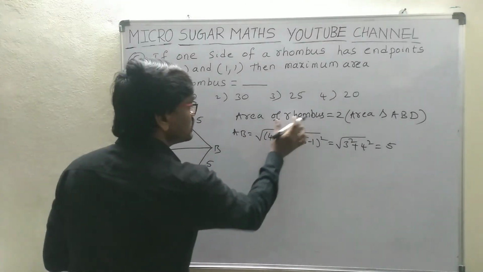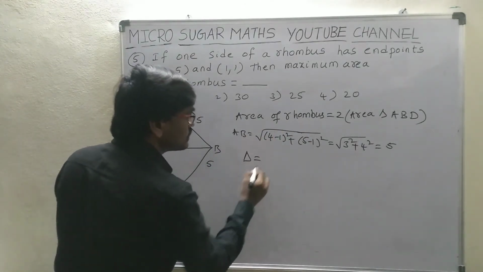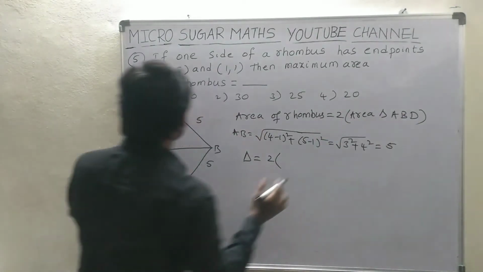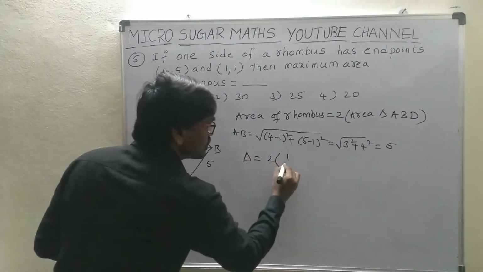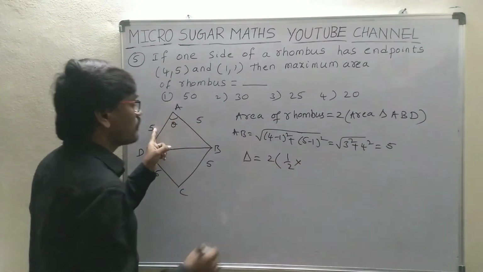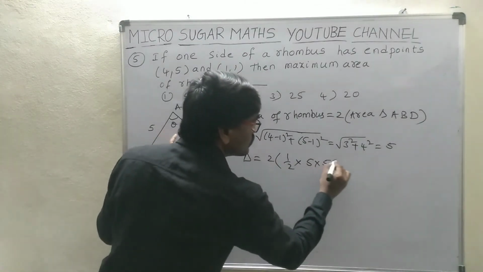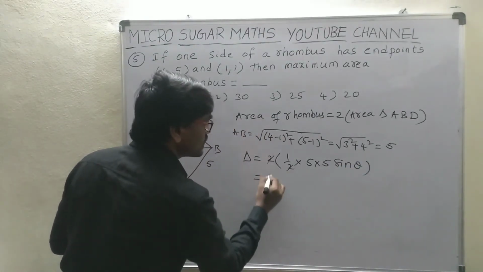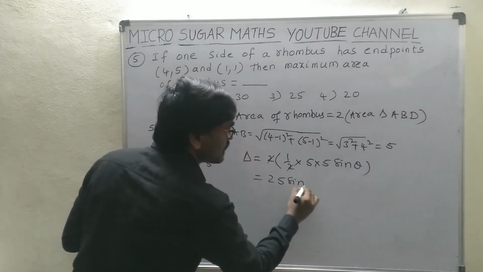Therefore our rhombus area, let the rhombus area be delta, is equal to 2 into the area of the triangle ABD. The area of the triangle ABD is 1 by 2 into 5 into 5 into sin theta. Finally, here the 2 cancels, giving 25 sin theta.